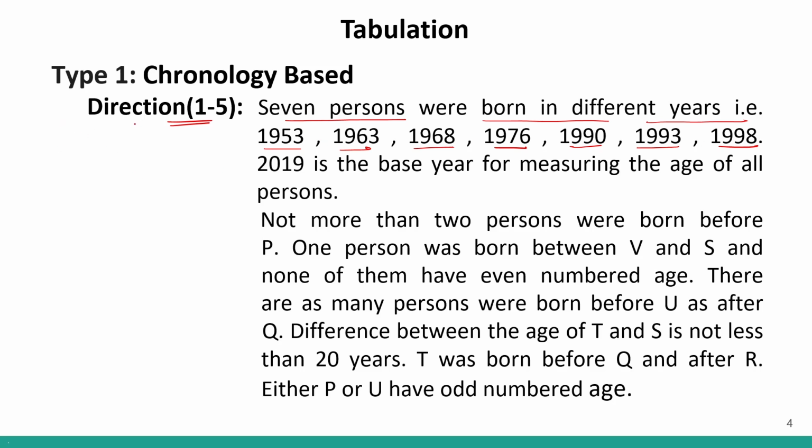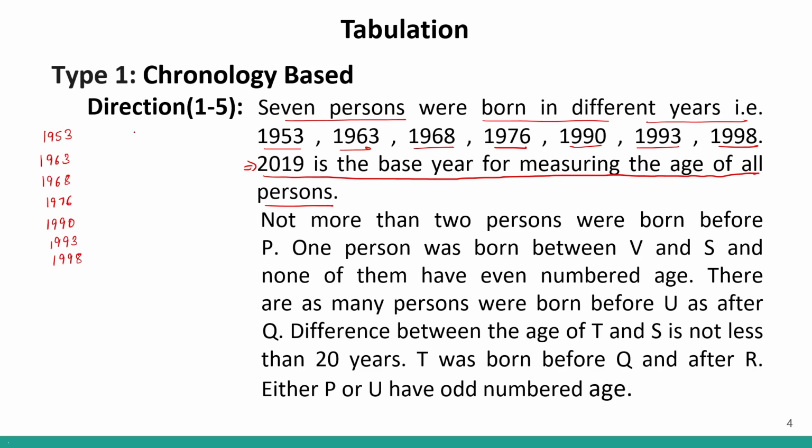Whenever you get questions like these, first arrange them in increasing order of the years. So I will write 53 here and I will keep on increasing in the order. So 1976, 1990, 1993, 1998. So we have 1, 2, 3, 4, 5, 6, 7 years. 7 people are born. Then it is given to us that 2019 is the base year for measuring the age of all persons. Basically what this means is that we will consider their age as of 2019. So based on 2019 we will calculate their age.